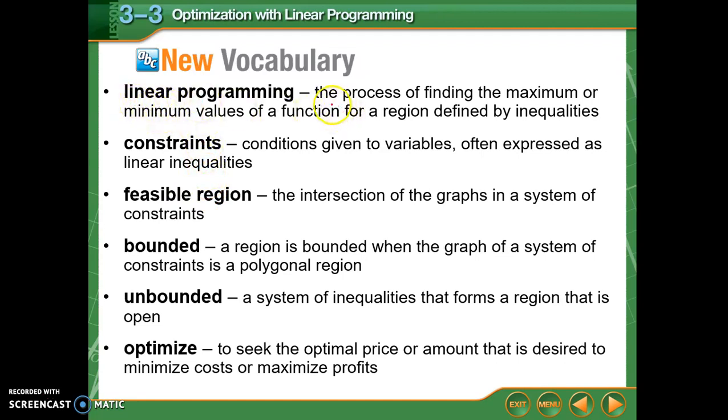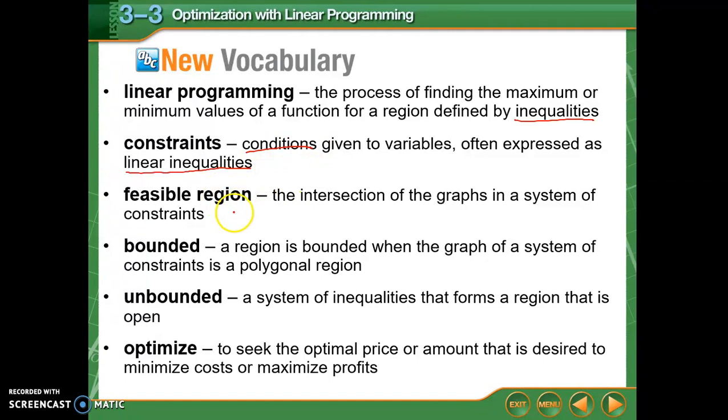So linear programming, like we just talked about, is the process of finding maximum or minimum values of a function for a region that we define by a system of inequalities. The constraints are those inequalities. So for example, we say we can only make 10 pizzas per hour, and we have to spend less than $200, and we need to have more than 3 people working, things like that. All of those things are the constraints or the conditions that have to be met.